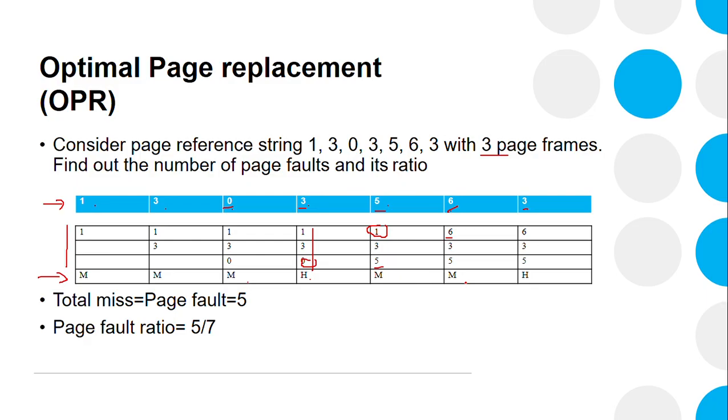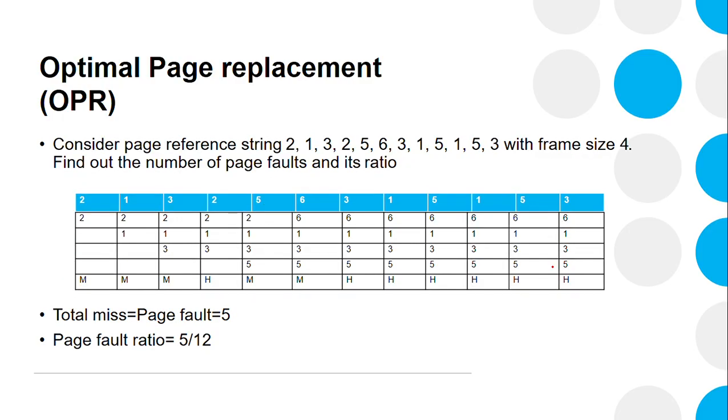And the last number is 3. You can see in memory already we have 3. So that's why the string we will copy paste as it is further. And it is a hit. Again, you have to calculate the page fault. Page fault is nothing but the total number of miss. So 5 is the total number of miss in this example. Page fault ratio says total miss divided by the number of strings. So it is 5 by 7.